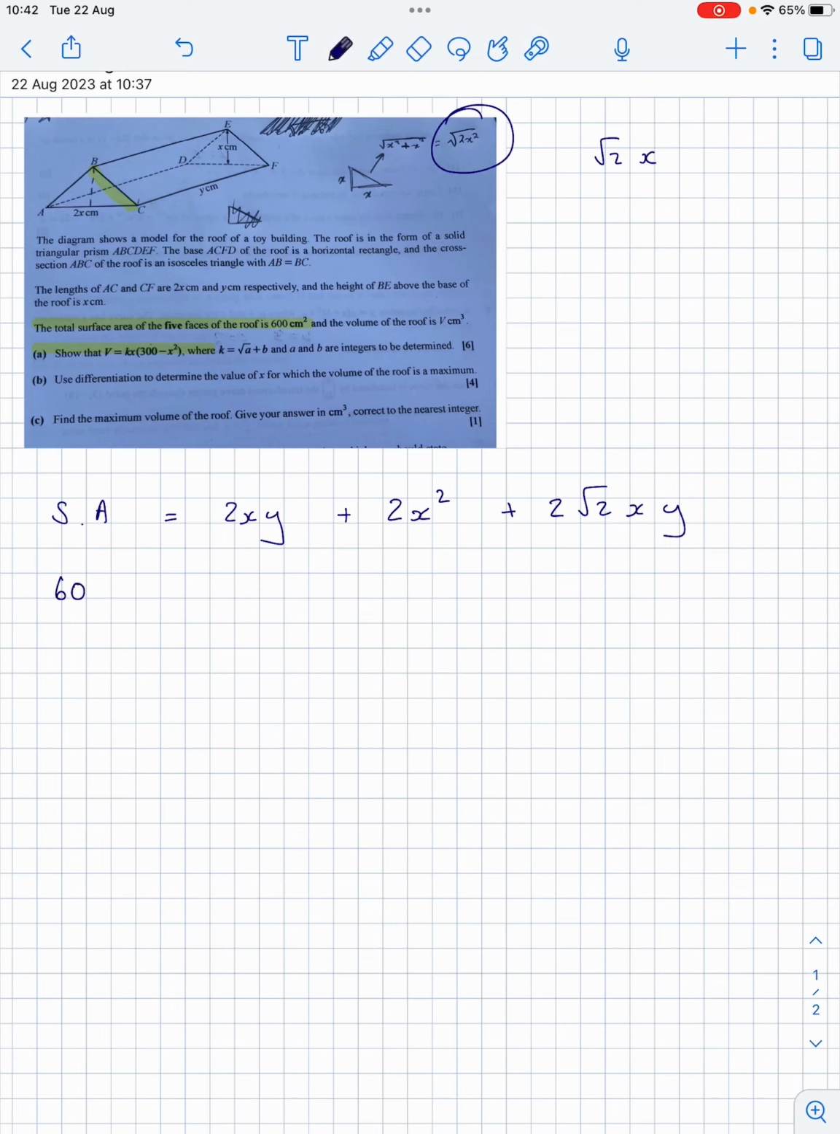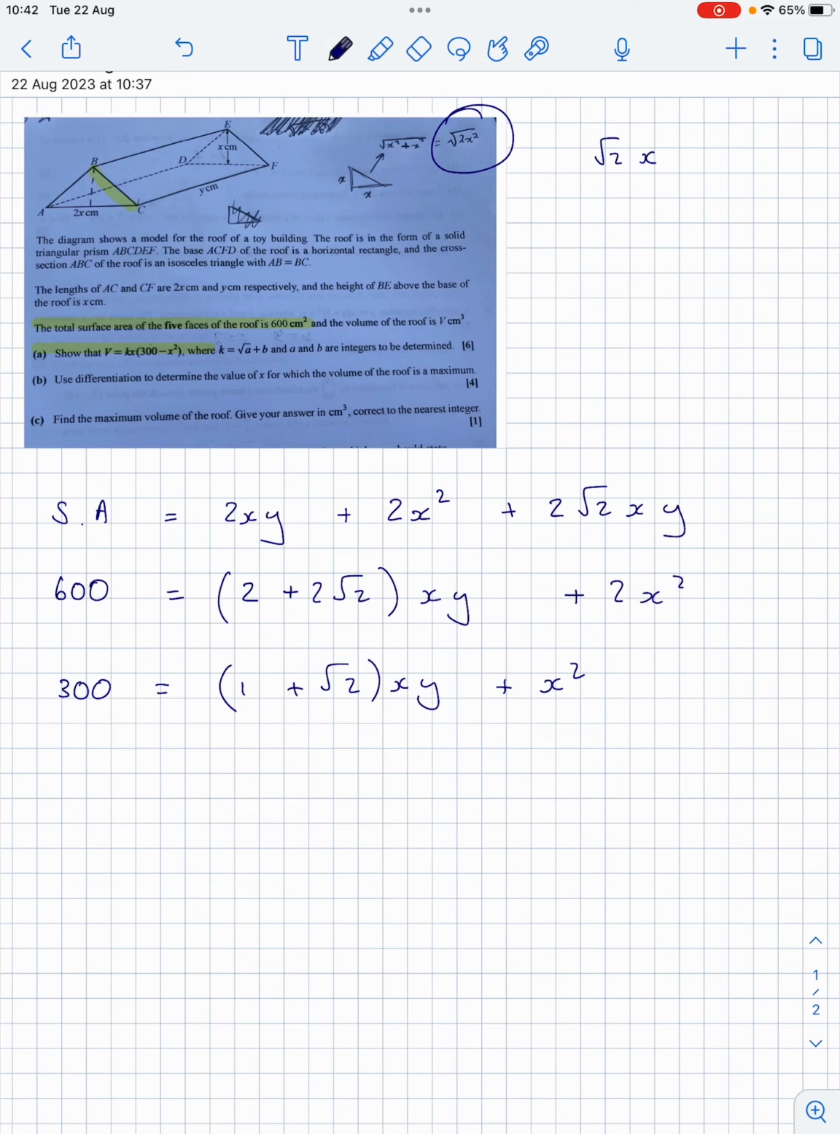So surface area was 600, and I'm now going to group those bits together. I've got 2 plus 2 root 2 lots of xy plus 2x squared, and you can see there's a common multiple of 2, so that gives me a bit of confidence that we're going in the right direction, because now that 300 that was mentioned here has popped up in my calculation, which is great. There we go, lovely. So we're getting somewhere now.